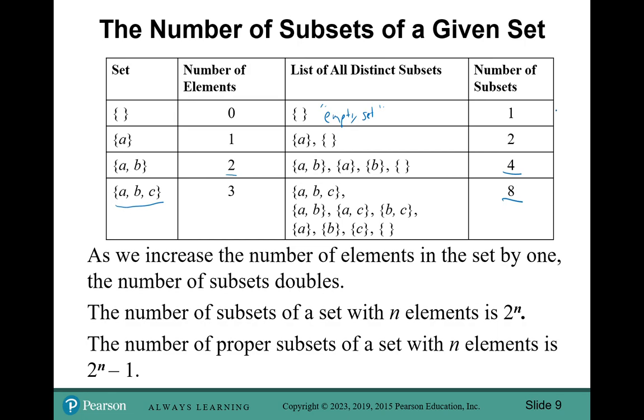But if we want to know the number of subsets here, it's essentially 2 to the n. N here is 0. 2 to the 0 is 1. 2 to the 1 is 2. 2 to the 2 is 4. 2 to the 3 is 8. Remember, I'm getting each of these exponent numbers from the number of elements in the sets. This is the number of subsets. The number of proper subsets would be this number minus 1.